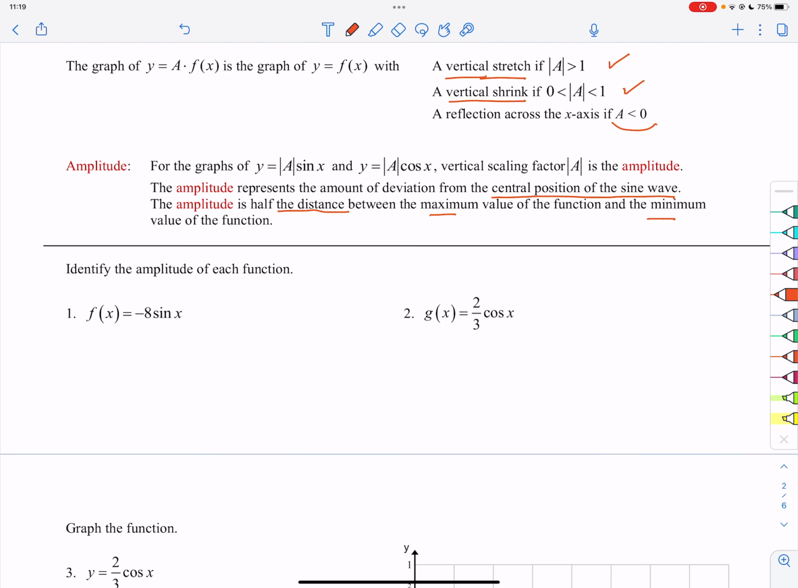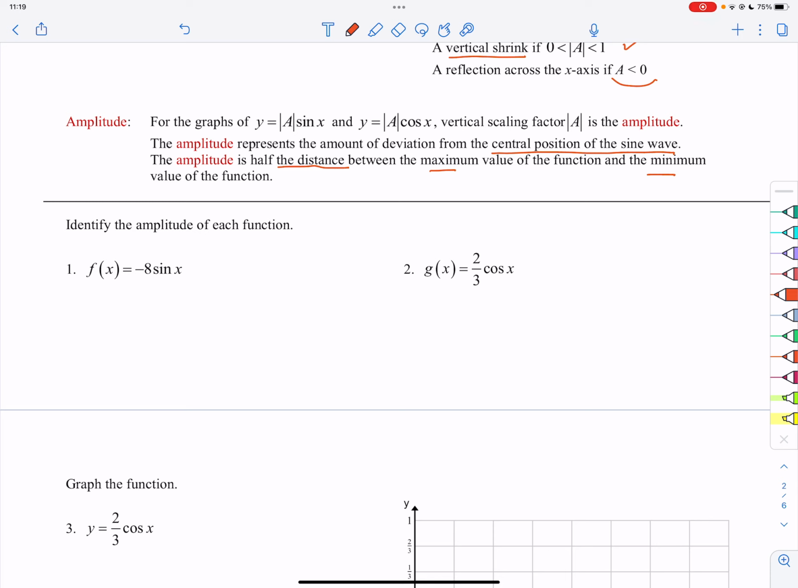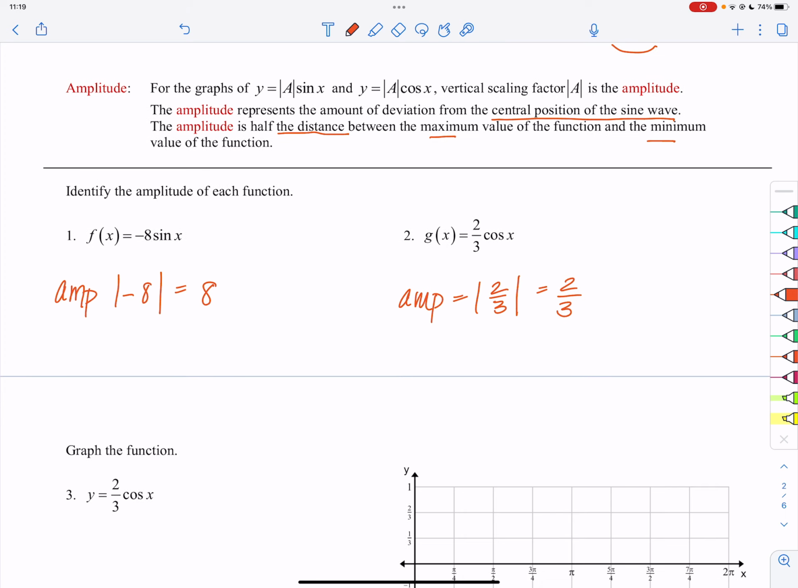Let's go ahead and identify the amplitude of each one of these functions. First of all, as you can see, the amplitude here will be the absolute value of that constant, which is equal to 8. The amplitude in number 2 for g of x is equal to the absolute value of 2/3, and that's just equal to 2/3.